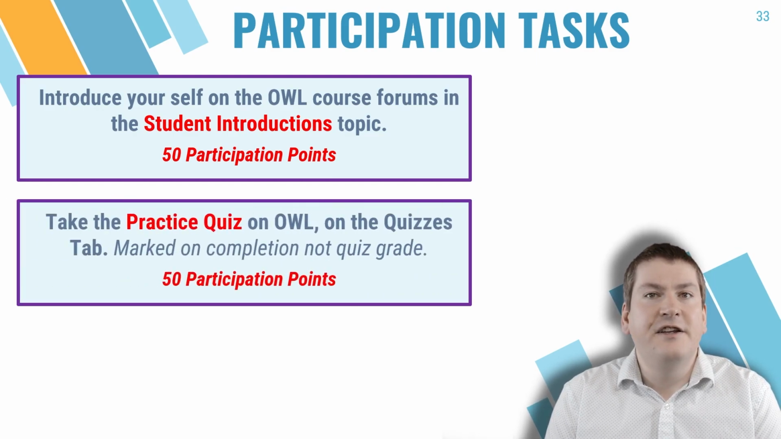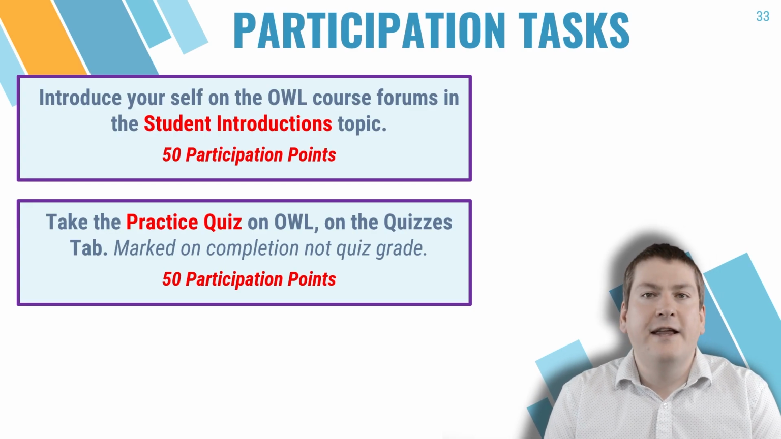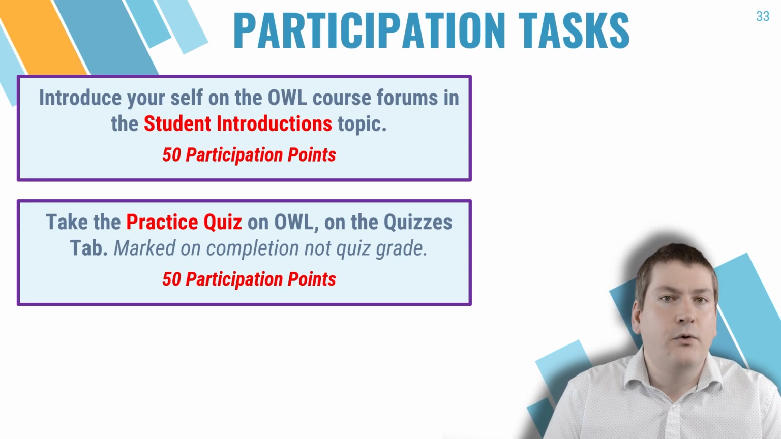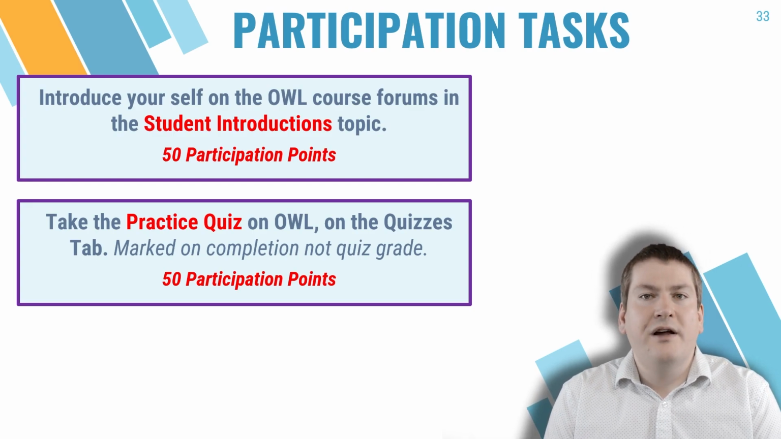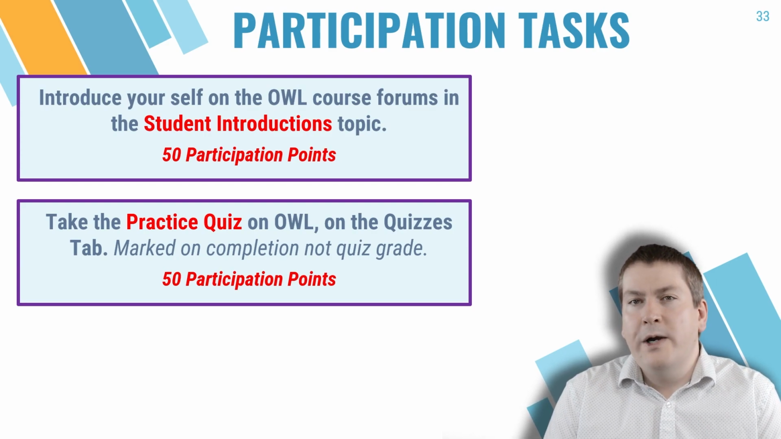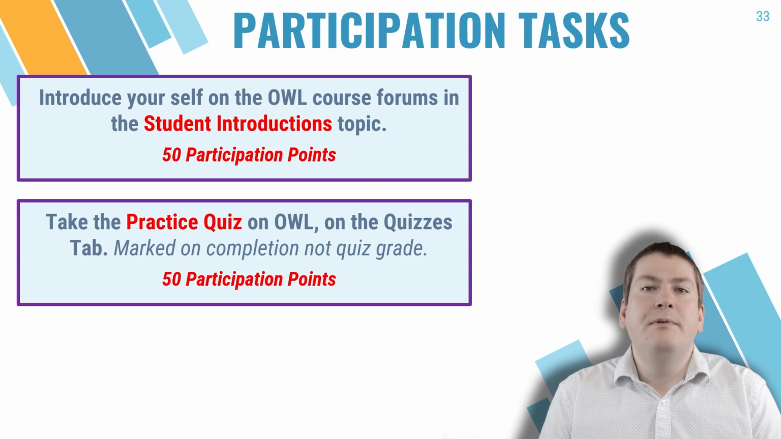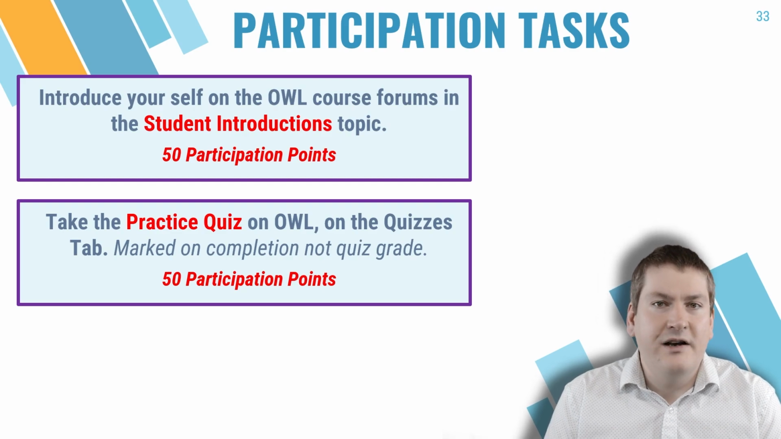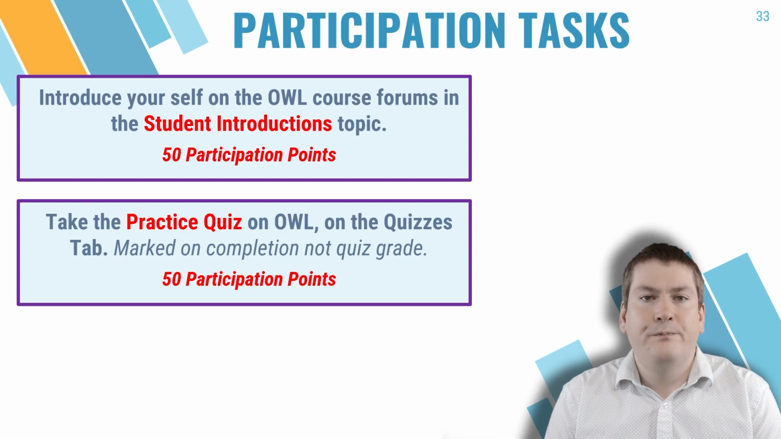The next activity is to take the practice quiz on OWL under the Quizzes tab. This quiz just has a few questions about the course syllabus, and you simply get the 50 points for taking the quiz, regardless of your score on the quiz. Practice quiz is meant to give you an idea of what the format and process is of taking a quiz on OWL, so you'll be ready for the 3 real quizzes that are upcoming in this course, as well as the final exam. Keep in mind the real quizzes will have questions about course content, obviously, and not the syllabus. They'll also have different time limits.